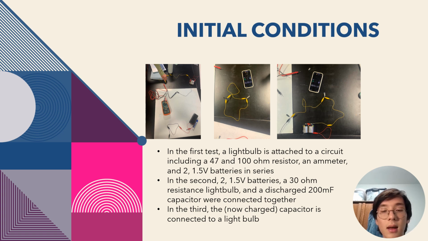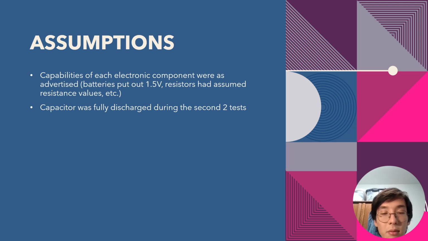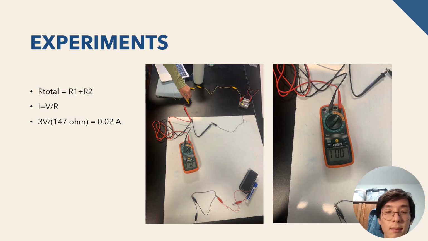The second sees two 1.5 volt batteries, a 30 ohm resistance light bulb, and a discharged 200 millifarad capacitor being connected together. That is the circuit on the right. In the third, the now charged capacitor is finally connected to a light bulb. That's the circuit in the middle. The assumptions made for this lab were that the capabilities of each electronic component were as advertised, i.e. the batteries put out 1.5 volts, resistors had the assumed resistance values, and so on. The capacitor is also fully discharged during the second two tests.